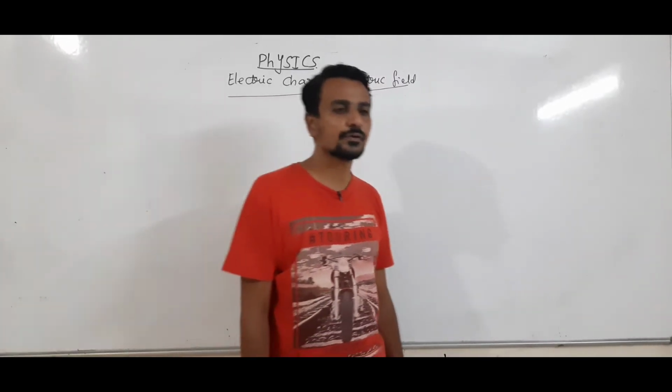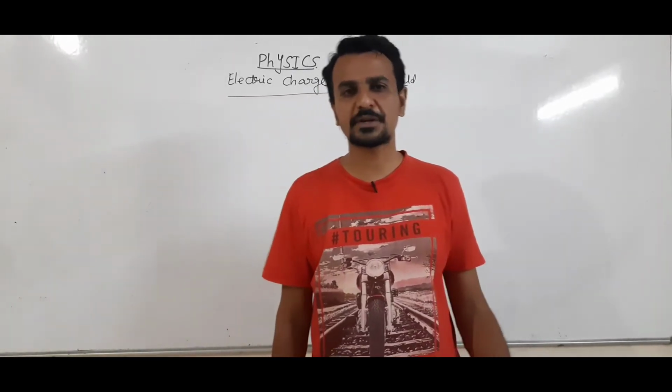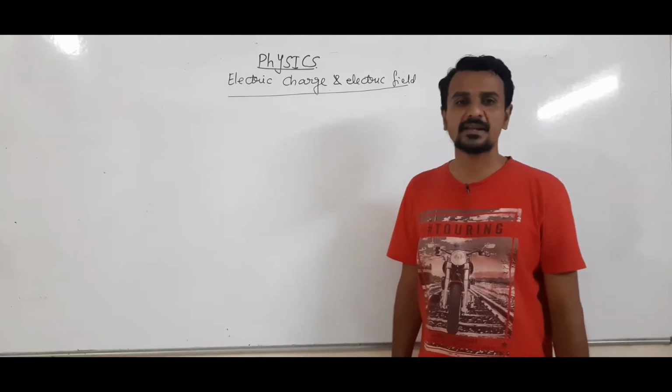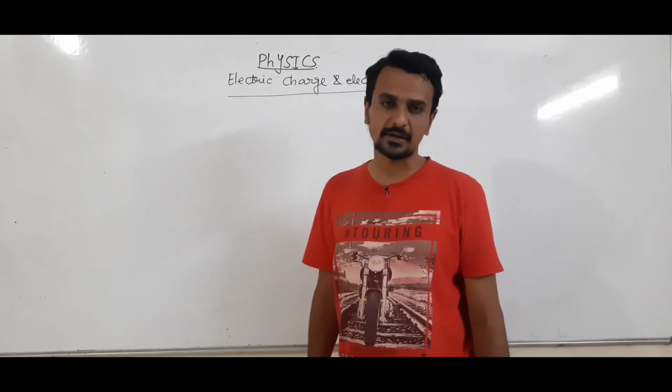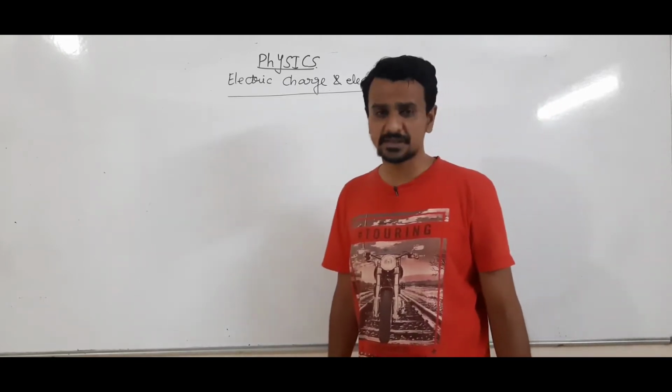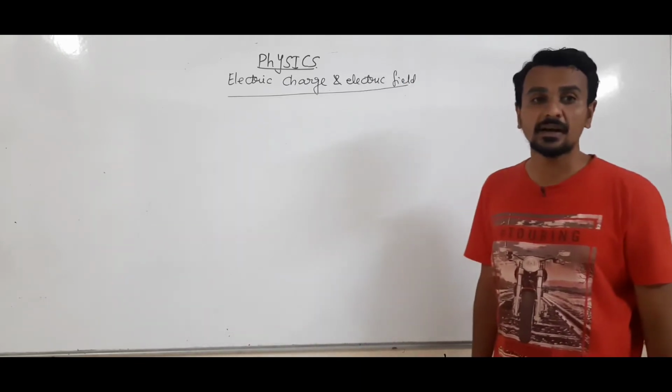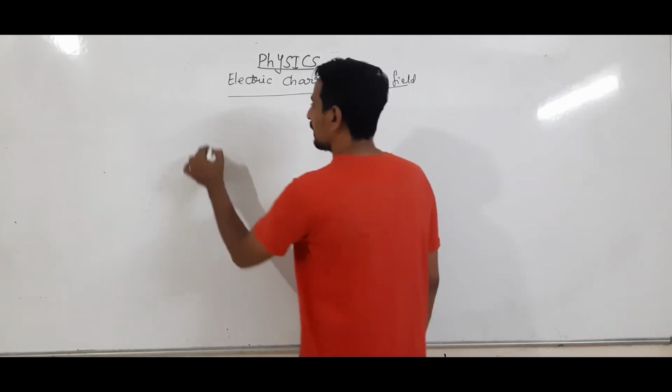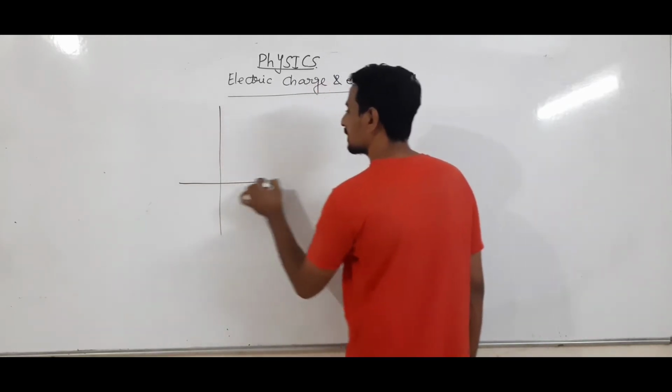Students, in today's video we are going to discuss a very special case about how to find the electric field because of an arc. There is an arc on which charges are continuously distributed and we are asked to calculate the electric field. This is how the diagram looks.